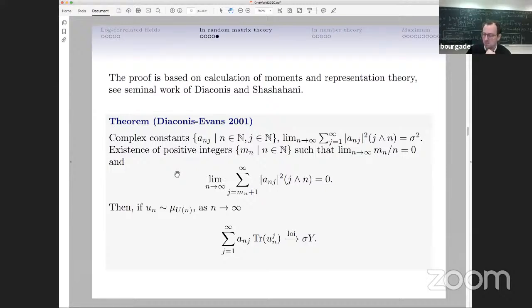But my point is, there is no loop equation in that setting. It really relies first on explicit formulas by Diaconis and Shahshahani.